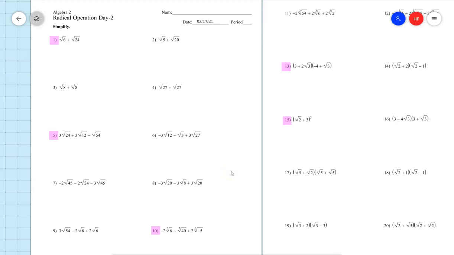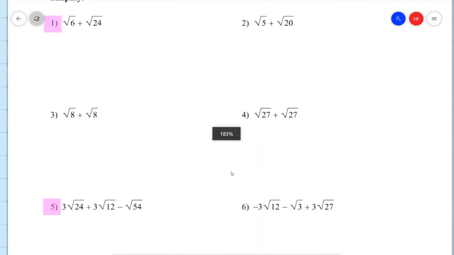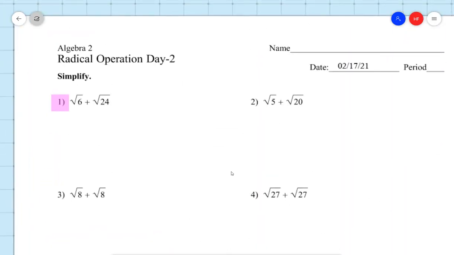Alright, so today we are on radical operations day 2. This is going to be leading up into our solving equations with radicals and rational exponents. When we are simplifying using our radical operations, what we're going to do is first simplify our radicals. So I want to simplify this radical.